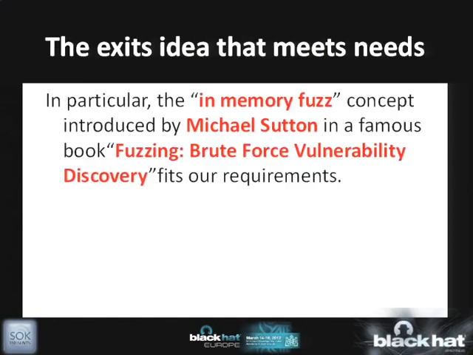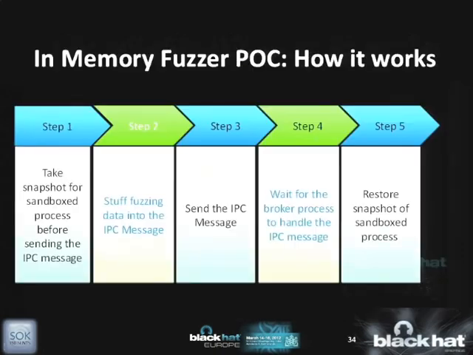Turns out that Michael Sutton described the in-memory fuzzer in his book, which absolutely fits our requirement, and besides, it's open source. So what we did is just configure that open source fuzzer to attach to the Sandbox process and do those steps. It's in Python, by the way. The whole Python code is inside the white paper, if you're interested. It's very rough. What matters is the idea behind it, not really the code of that fuzzer.